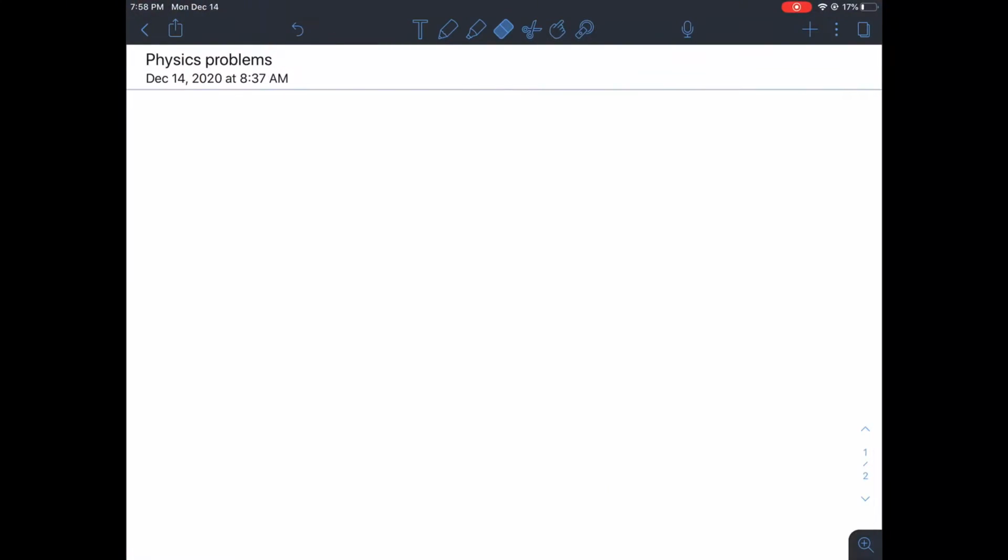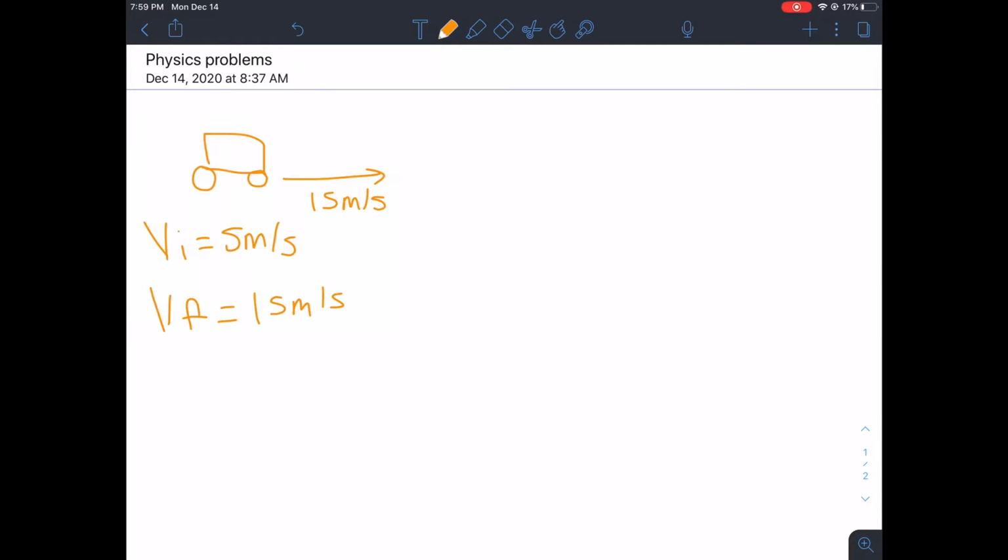Okay, so now let's demonstrate accelerated motion in a math problem. Let's say we have a car. The car's initial velocity is 5 meters per second. The car then accelerates to 15 meters per second, meaning the final velocity is 15 meters per second. And this happens over a span of 2 seconds.